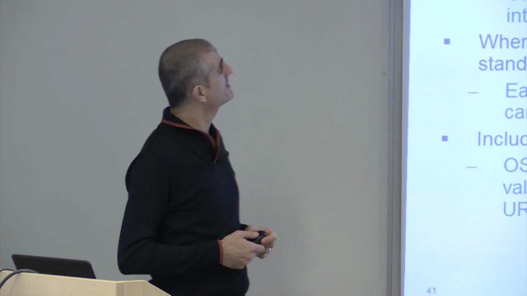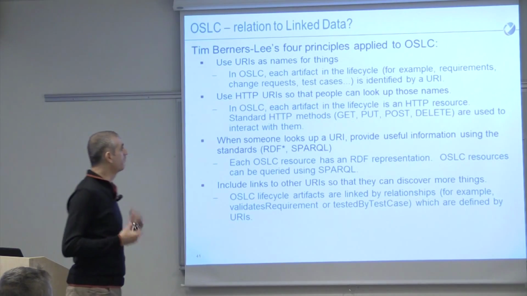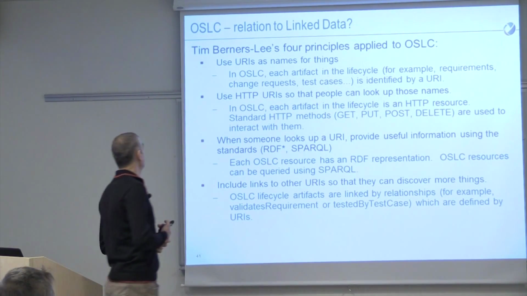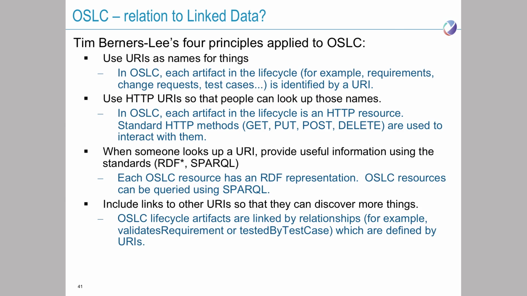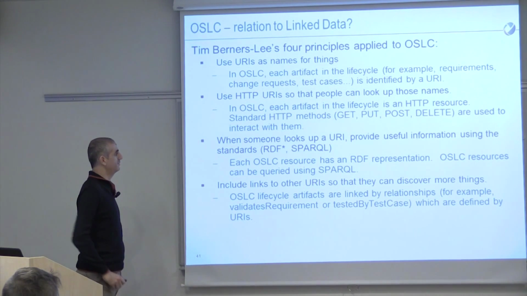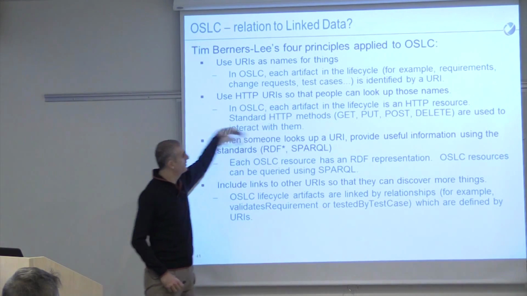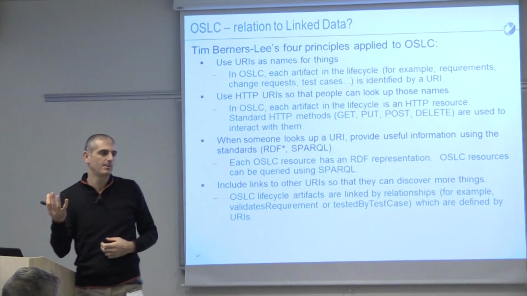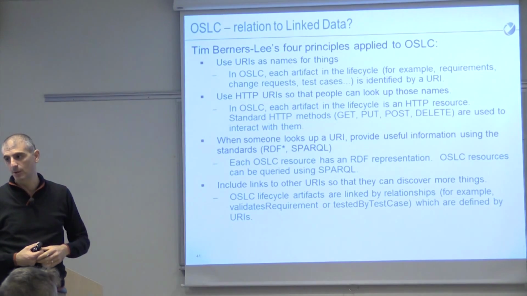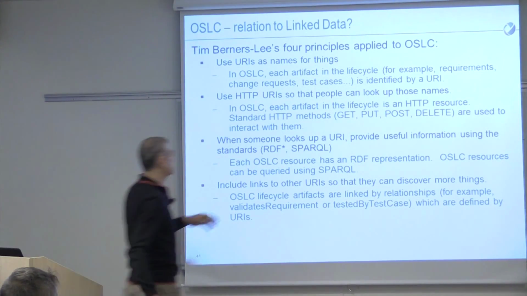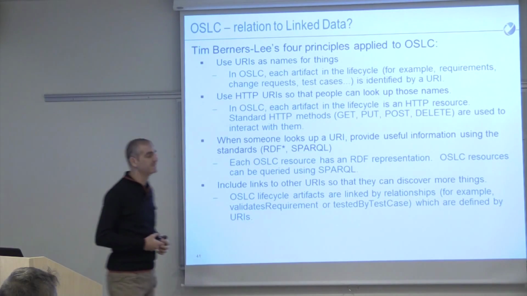Okay, so if we take Tim Berners-Lee's four principles, how do they apply to OSLC and linked data? We've talked about linked data. Use URIs as names for things, and that's what they do in OSLC. Every artifact, a requirement, a test case, everything has a URI. And then you should use HTTP for people to look them up, and that's also what they do. They apply the HTTP methods: to get a resource, you do a GET, which is the HTTP verb to get a representation of the resource. If you want to delete it, you send the operation DELETE. This is the standard REST methods to do that.